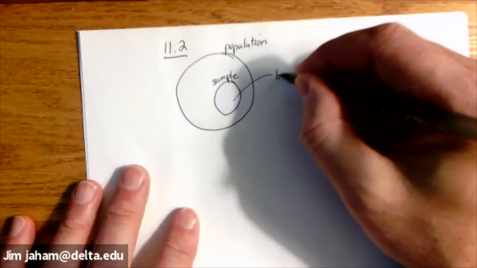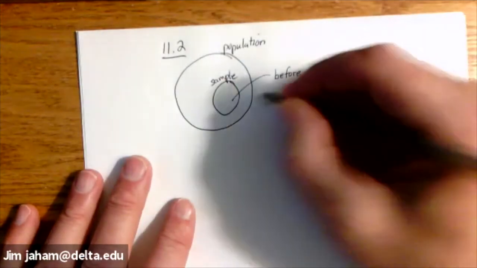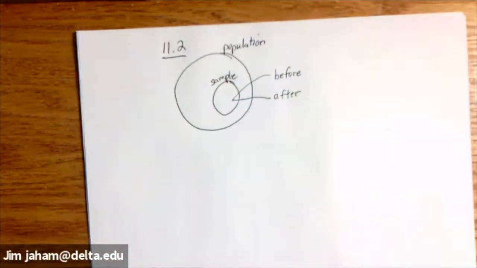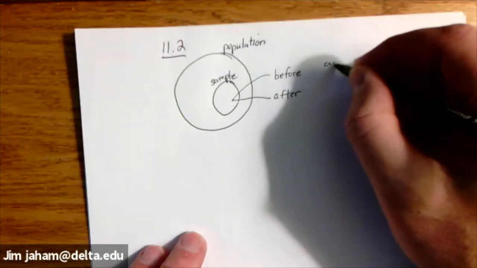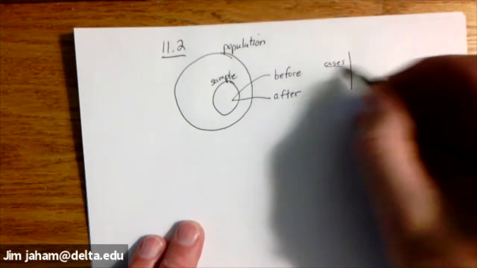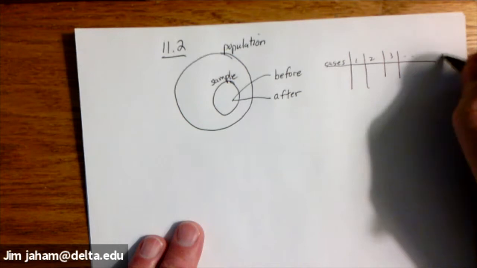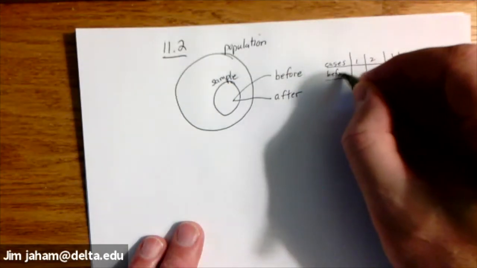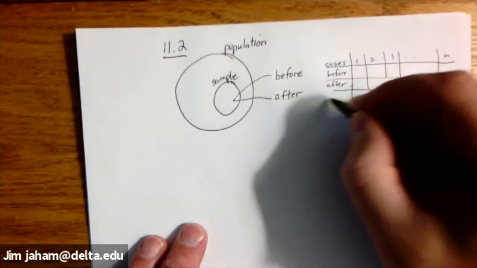We're going to collect a measure before some treatment, let's say, and then from that same subject, we're going to look at the same measure after, or a similar measure after. And since we have our cases, they might be people, case 1, case 2, case 3, and so on, up to our sample size, n. And we're going to take a before measurement and an after measurement. And then we're going to calculate the difference.